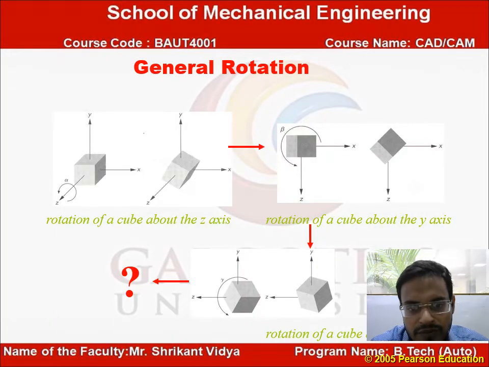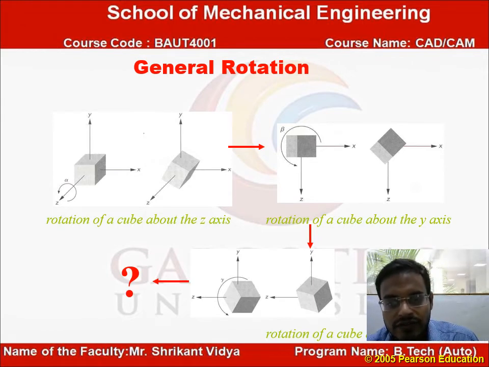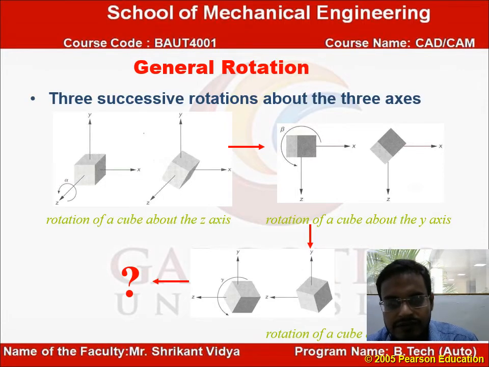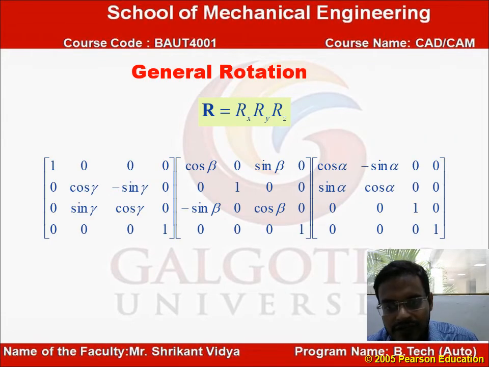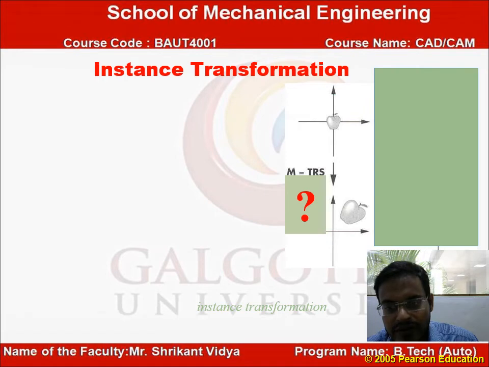So, general rotation of a cube about the X axis, then rotation of the cube about the Y axis. You can see this question: if you rotate the cube about the X axis, what will you get? You can solve this question also. In the diagram, it is showing rotation of the cube about the Z axis, then the Y axis, then the X axis. Rotations about the three axes: R equals Rx, Ry, Rz. So the combined matrix will come like this.